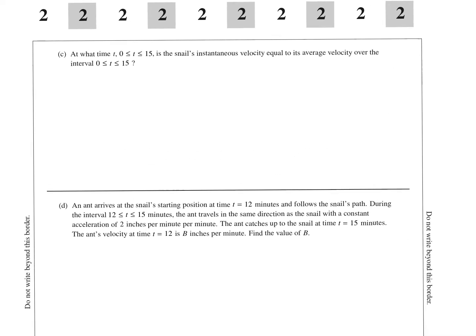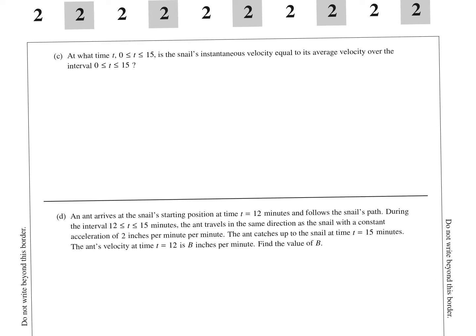At what time is the snail's instantaneous velocity equal to its average velocity? They're asking, hey, can we think about the difference of those 2 vocab words? That instantaneous velocity is what calculus is all about. It's that derivative. That derivative gets you that velocity at that point in time. So it says, at what time is its instantaneous velocity equal to its average velocity?